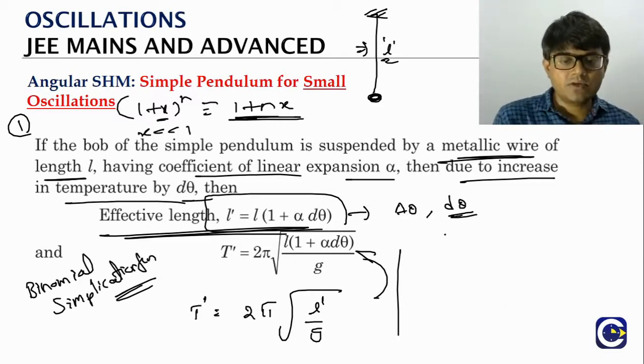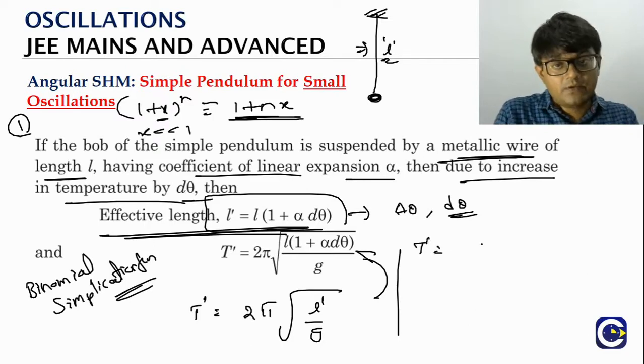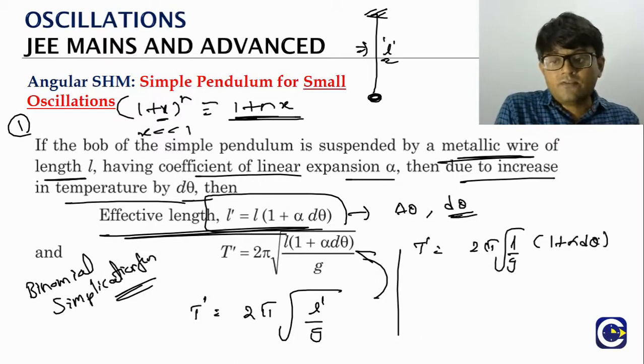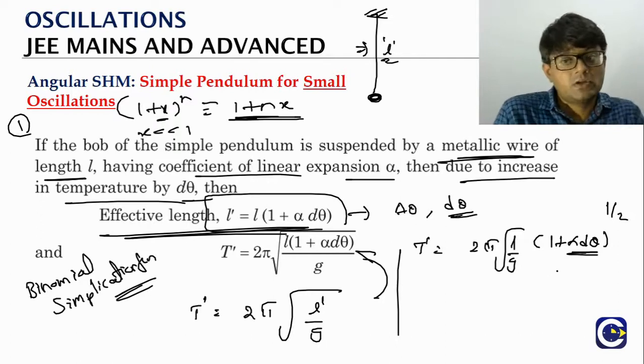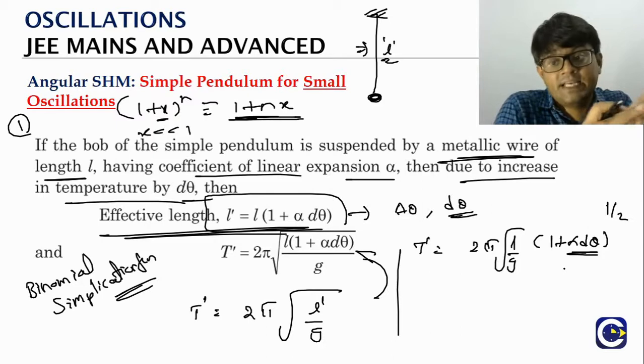Now let us come back to here. So what is the thing that we are having? The new period of oscillation is equal to 2 pi root, I'll just keep L and g as it is, (1 + alpha d theta) whole power half. Root means whole power half. Now alpha is generally small. We have seen this in the case of thermal properties also. We have looked at the actual values. They will be in terms of 10 power minus 3, 10 power minus 5.